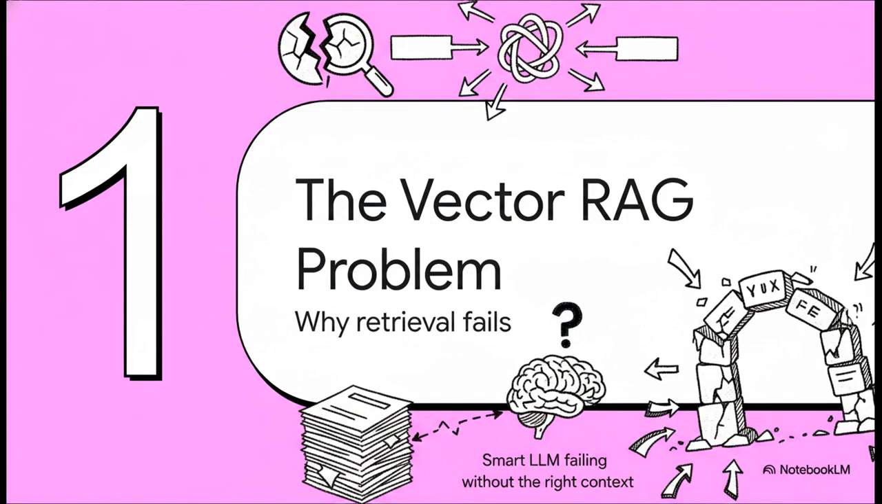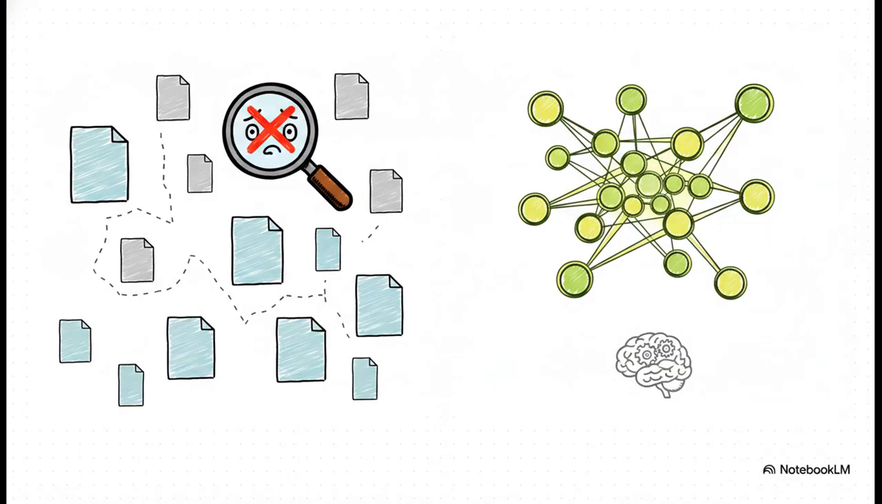Okay, Section 1, the vector RAG problem. Let's quickly establish exactly why standard retrieval falls short when things get complex. So the core limitation of standard RAG really comes down to its reliance on vector embeddings. When you rely solely on similarity search, your system is just looking for semantic closeness. But what happens if an answer requires connecting the dots across multiple, totally disconnected documents? Well, vector search completely misses the forest for the trees. It's prone to incomplete retrieval.